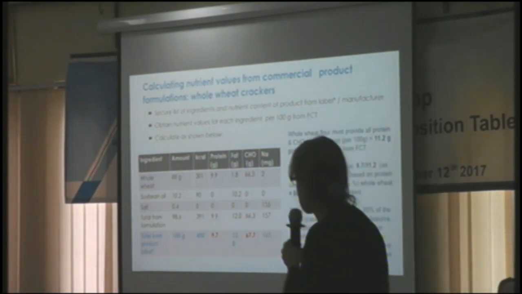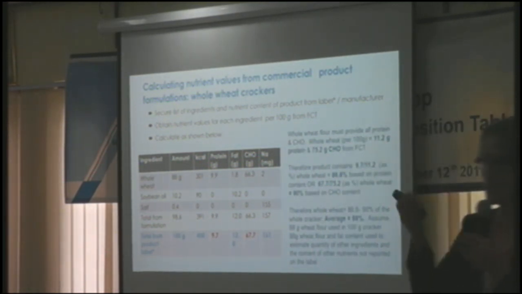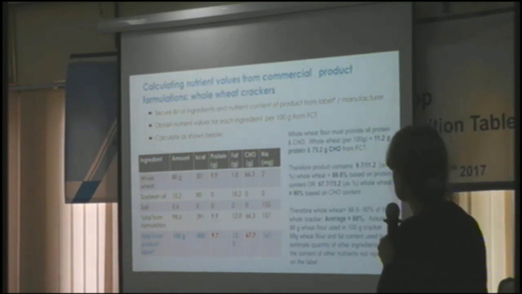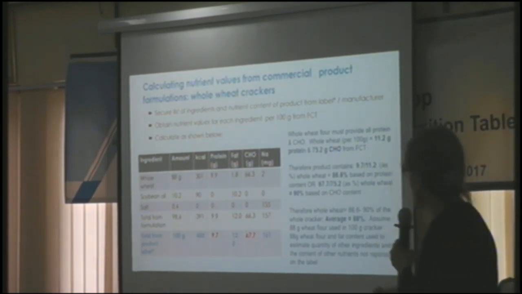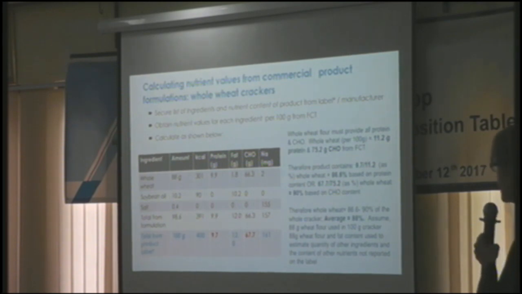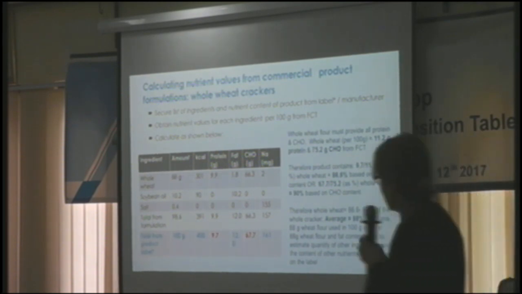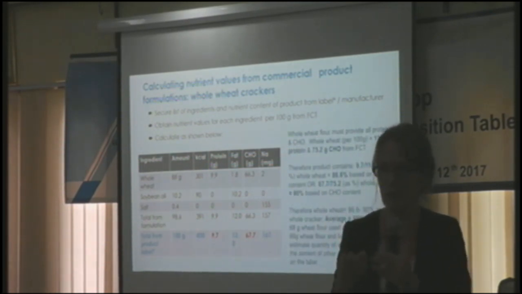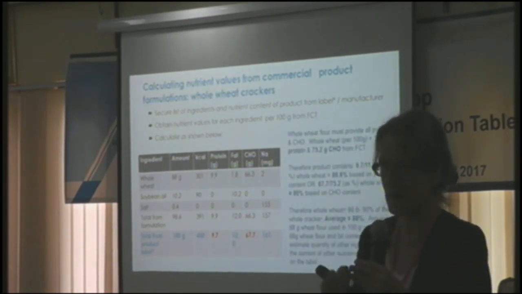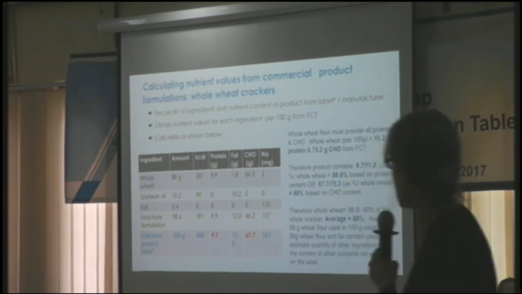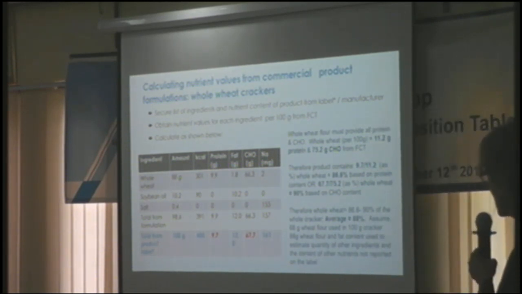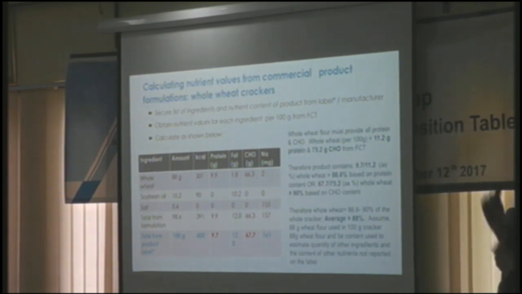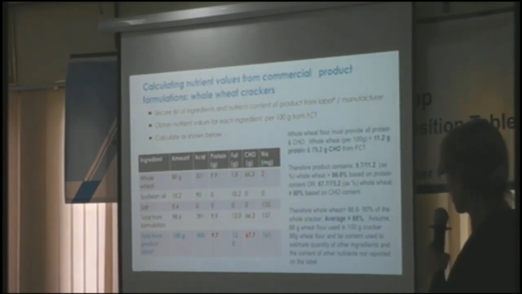But if we do want to calculate nutrient values, this is really speaking now to the students. If you're trying to put together your own food composition table and are trying to calculate nutrient values, if it's a fairly simple food, you can decide what the content of that food is and then calculate it based on the list of ingredients in it. This is just giving you an example from wheat crackers, where you've got a list of ingredients from the manufacturer.